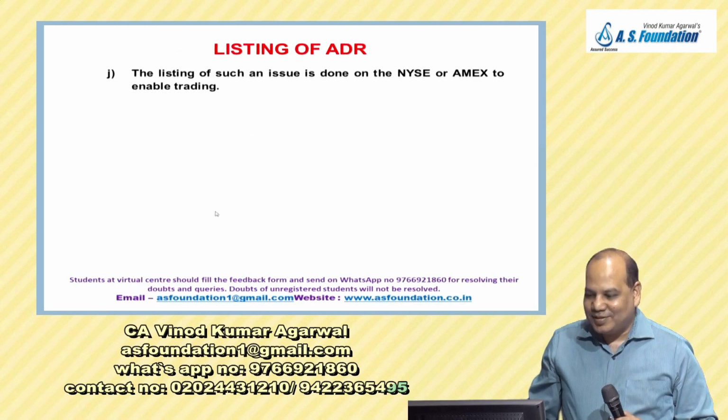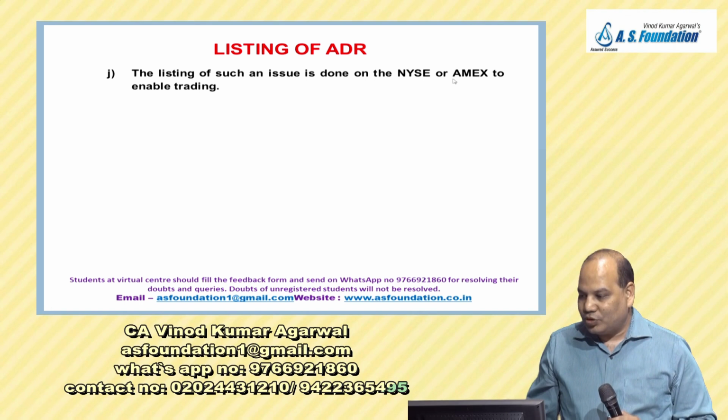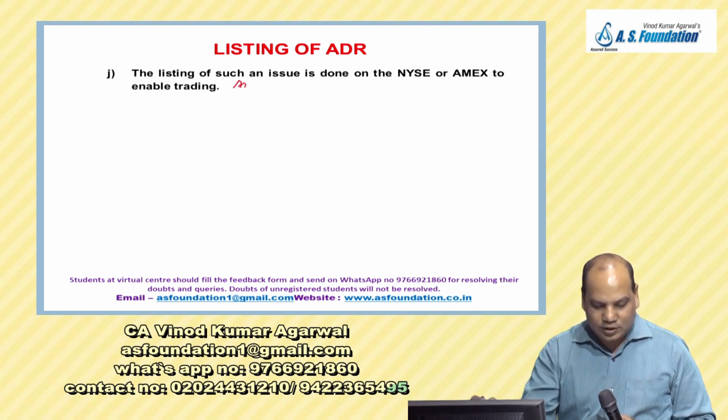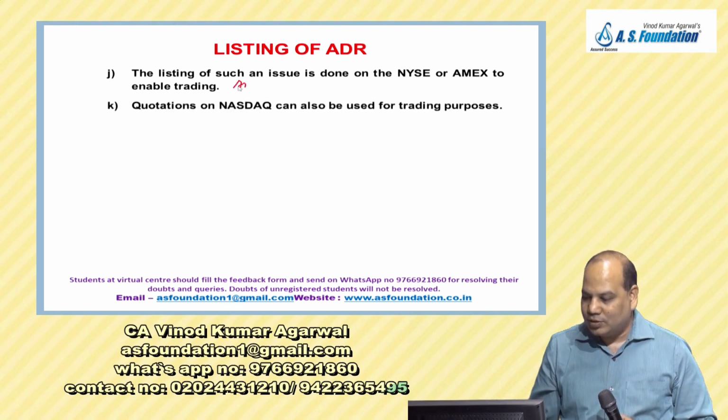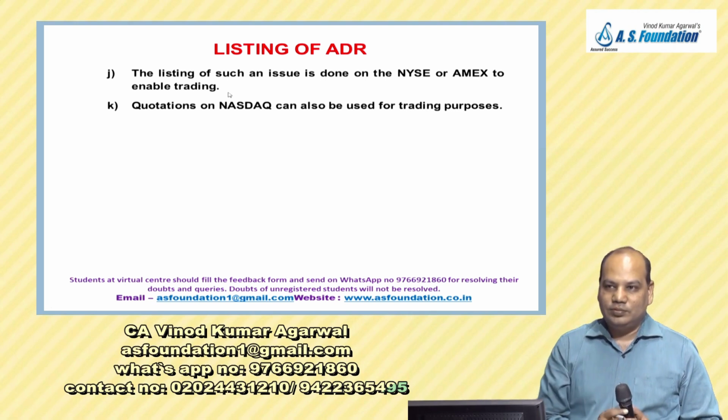Now, these are the compliances. Now, next is listing of ADR. Where is ADR listed? ADR is usually listed on NYSE, New York Stock Exchange, and NASDAQ. You write NASDAQ also. American Exchange. Quotation on NASDAQ can also be used for trading purpose. So it's traded in NASDAQ also.